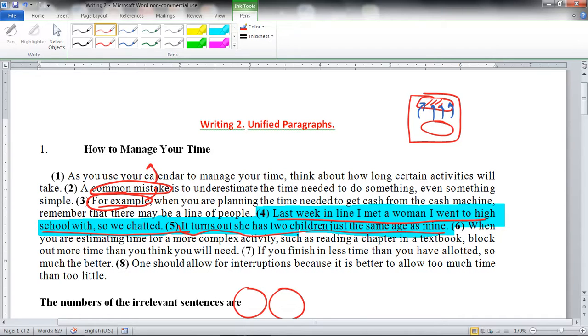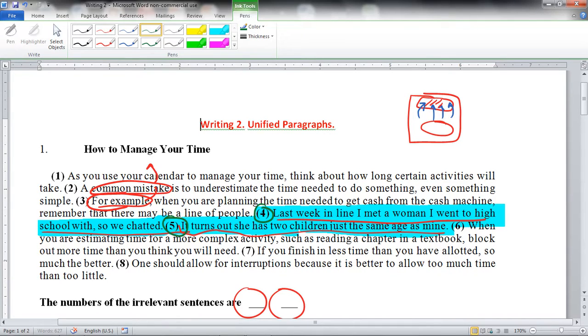Though they don't directly support the theme, they do suggest that if you're in line, you might start chatting with people, whatever. But that's already revealed over here. There might be a line, fine. What else are you going to do in line except wait? So these two sentences are distracting, and they don't relate directly to the paragraph, so they break the unity of the paragraph.